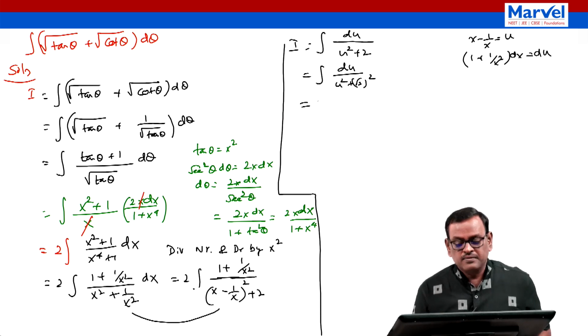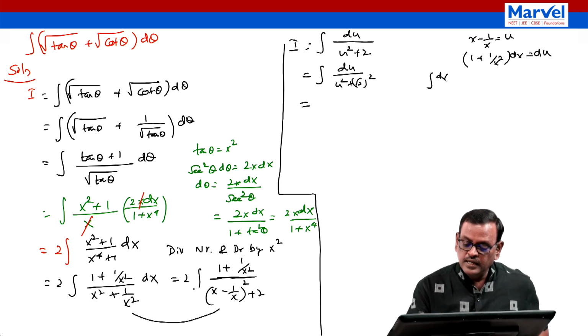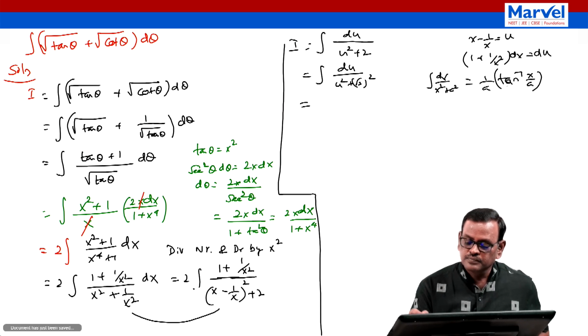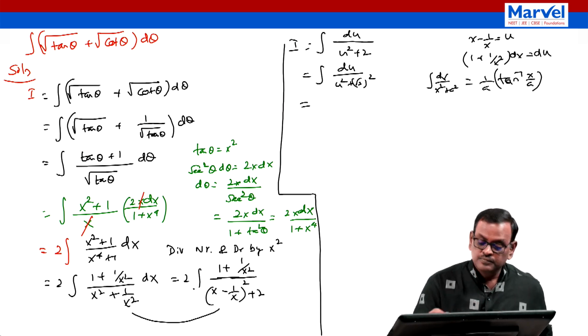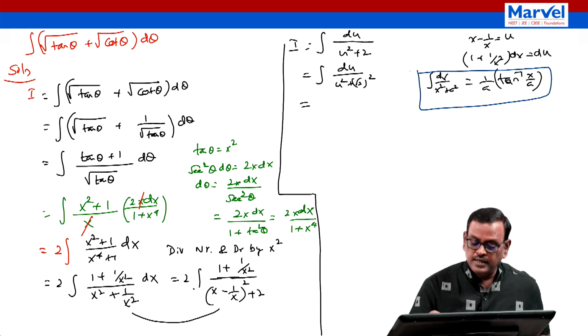Now apply the direct formula. We know the formula for dx by x square plus a square is 1 by a tan inverse of x by a. So this is the formula we have to apply here.